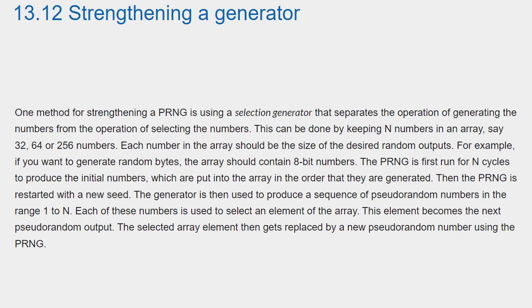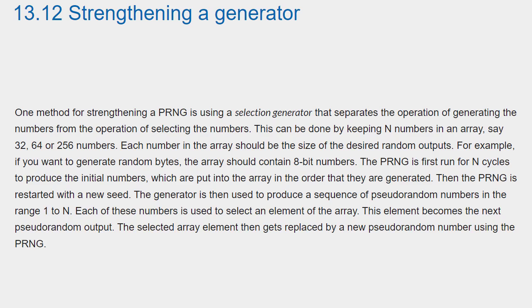Section 13.12. Strengthening a generator. One method for strengthening a PRNG is using a selection generator that separates the operation of generating the numbers from the operation of selecting the numbers. This can be done by keeping n numbers in an array, say 32, 64, or 256 numbers. Each number in the array should be the size of the desired random outputs. For example, if you want to generate random bytes, the array should contain 8-bit numbers.